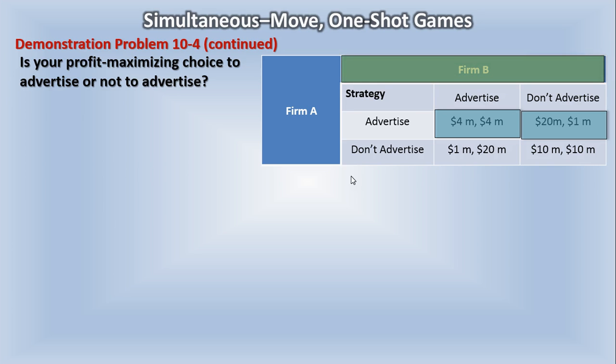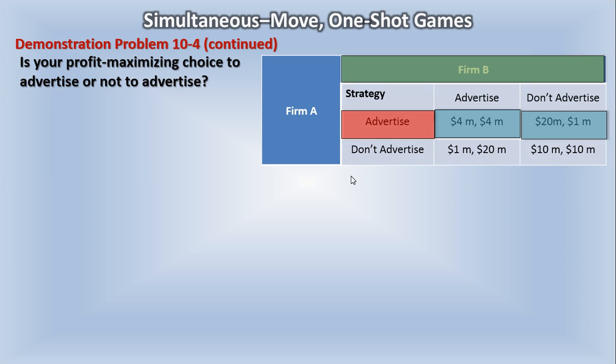Taking the perspective of firm B, we're going to identify the exact same thing because again, they have symmetric payoffs and they're basically in the same situation. So firm B will also have the dominant strategy to advertise.